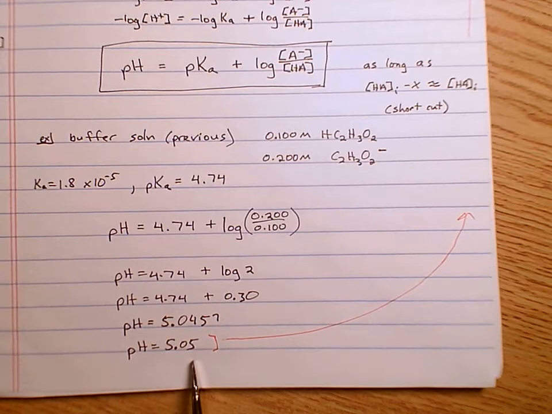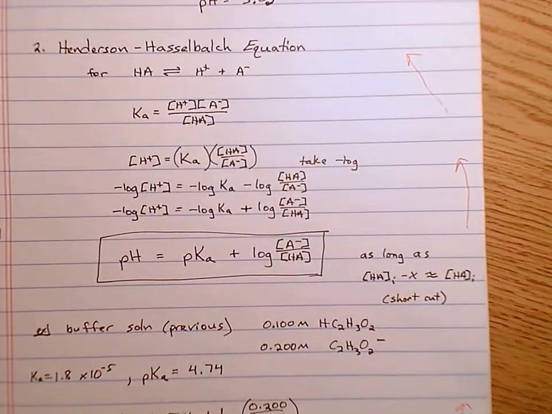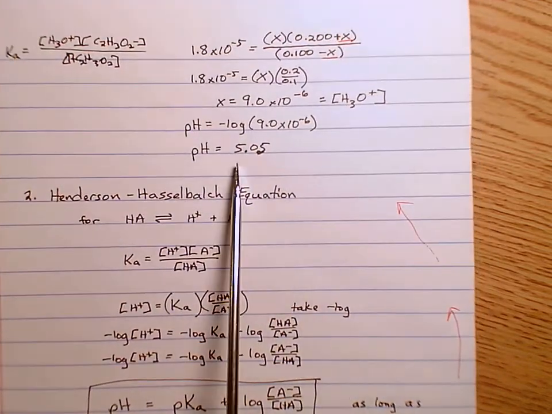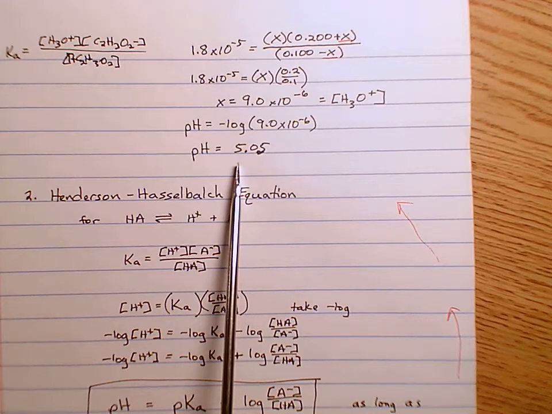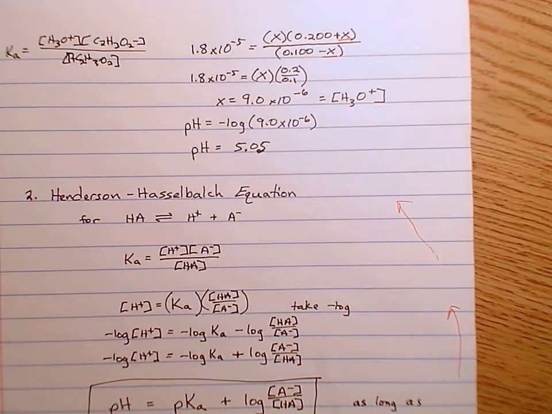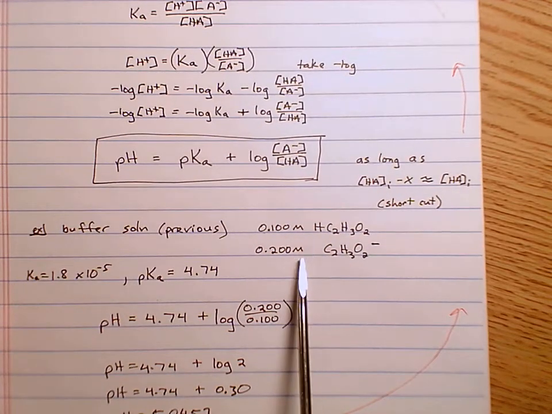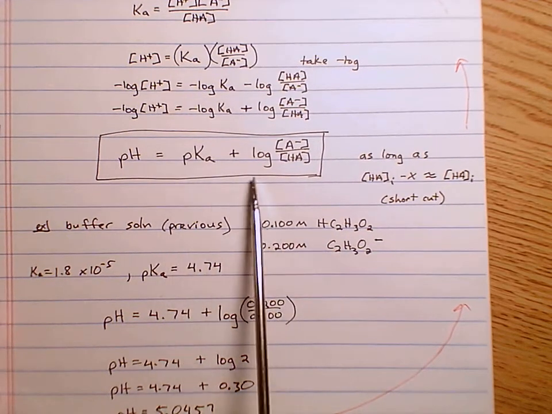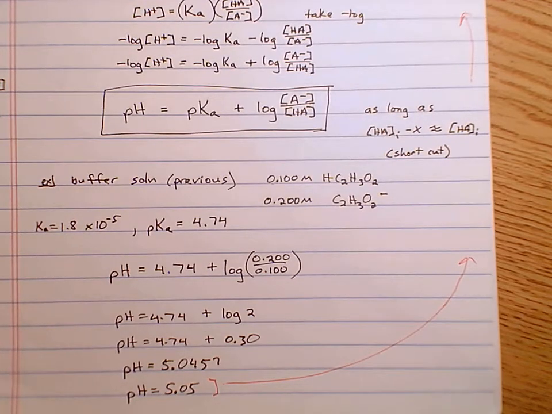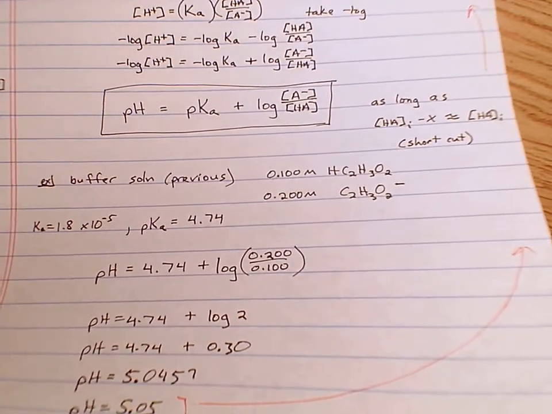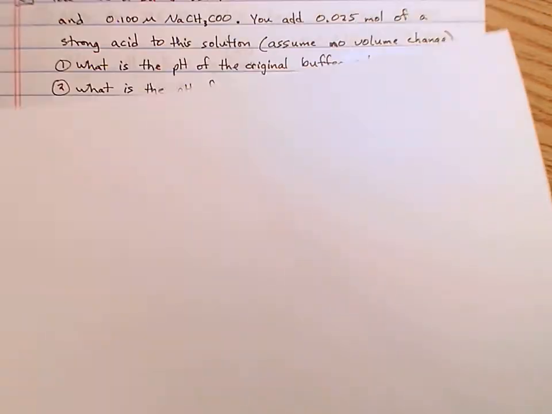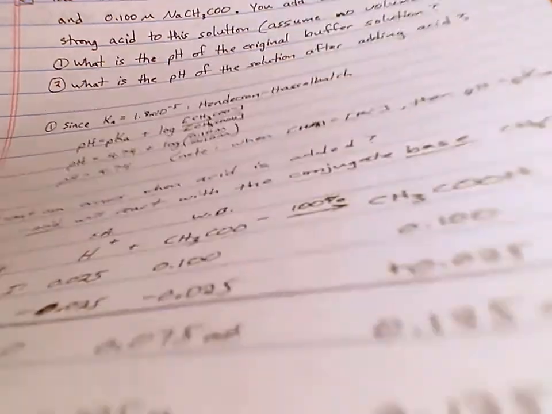And note, that is the same pH we got when we went through that whole ice table. So note, with Henderson-Hasselbalch, you don't have to go through the ice table. Just as long as you know the concentration of the acid form and the base form, plug them into this equation, boom, out comes a pH. Gotta love Henderson-Hasselbalch.